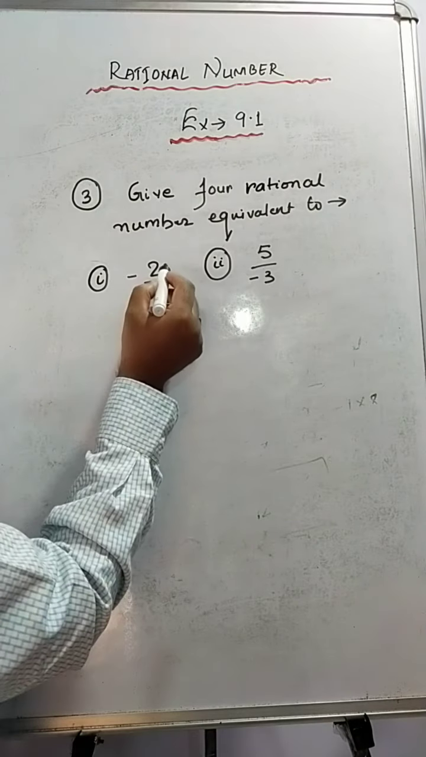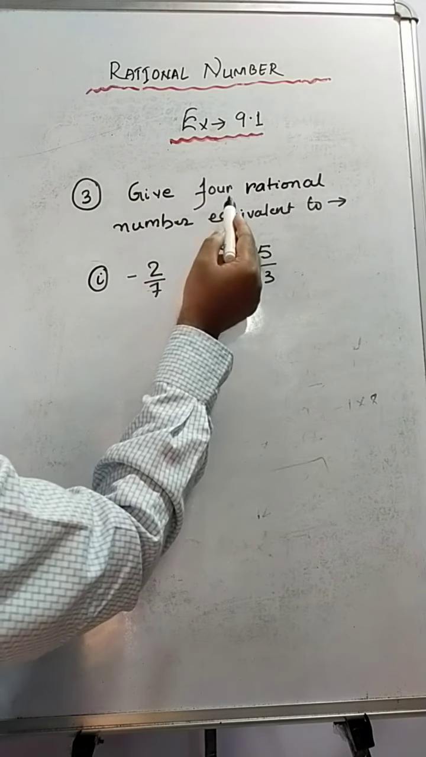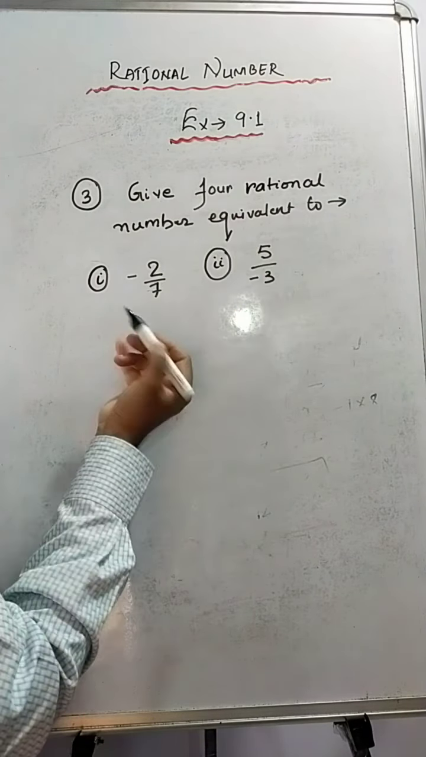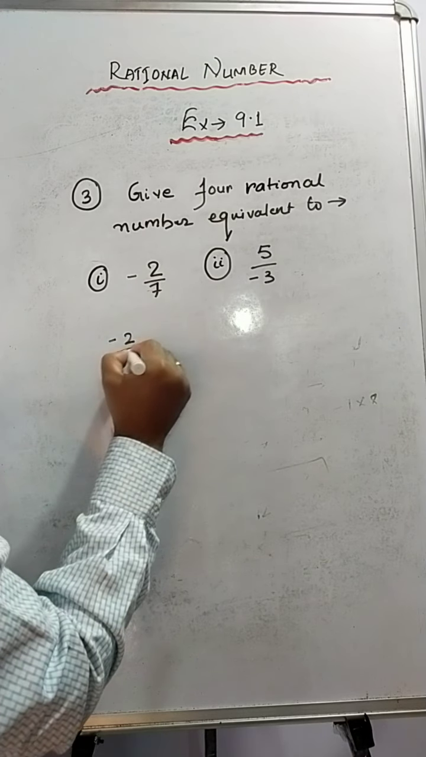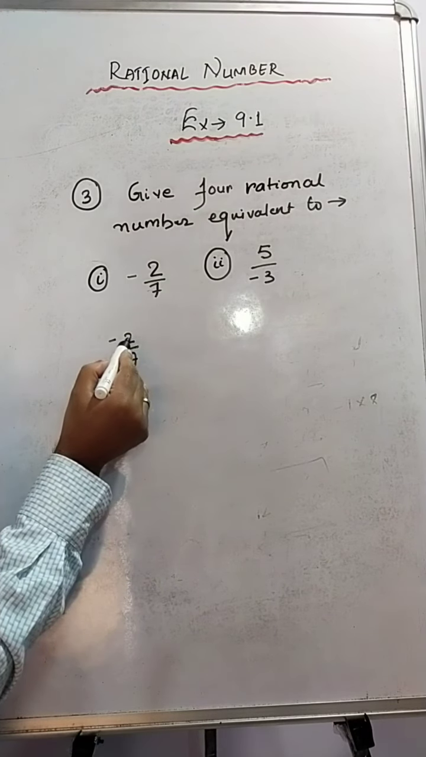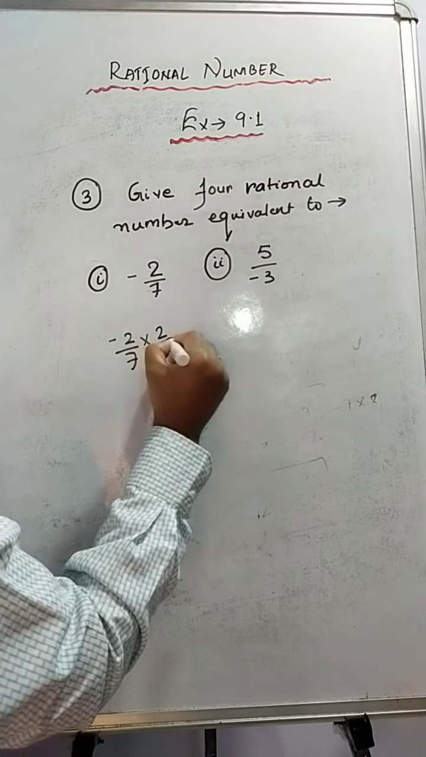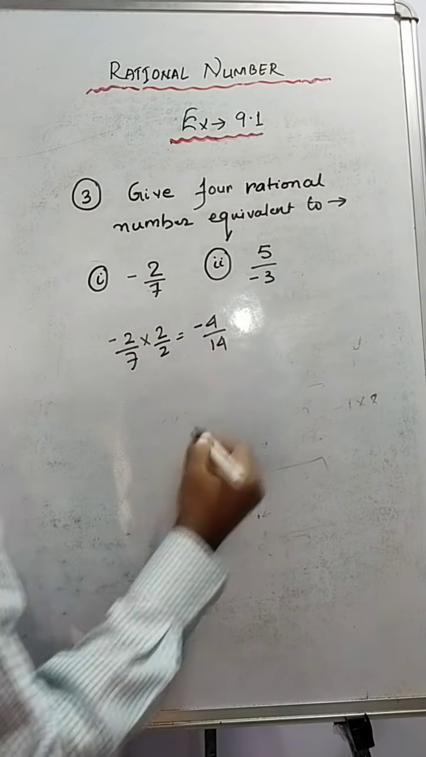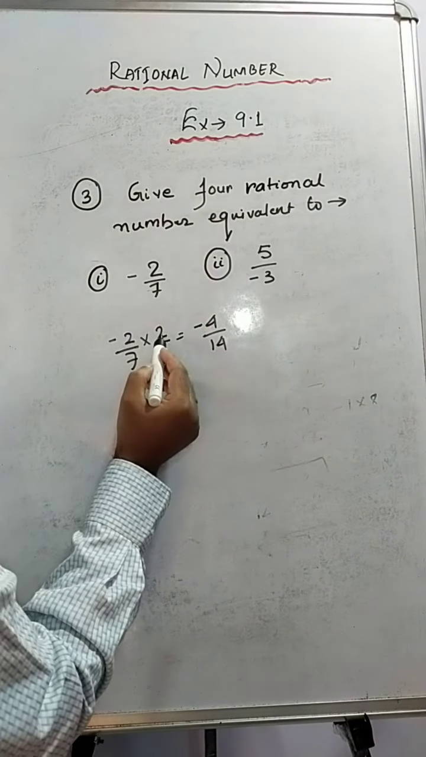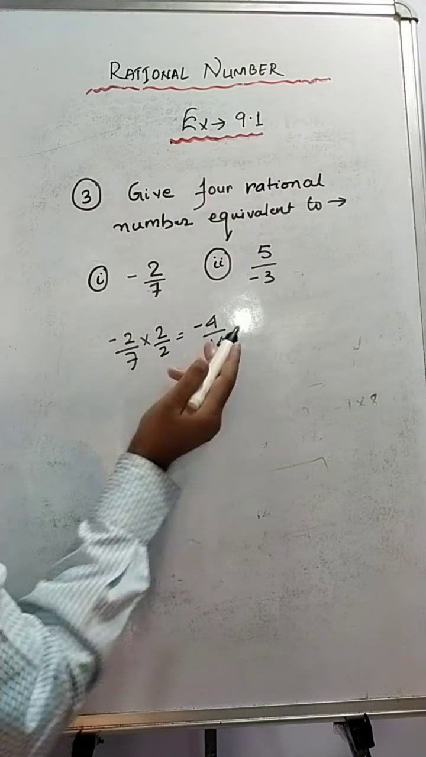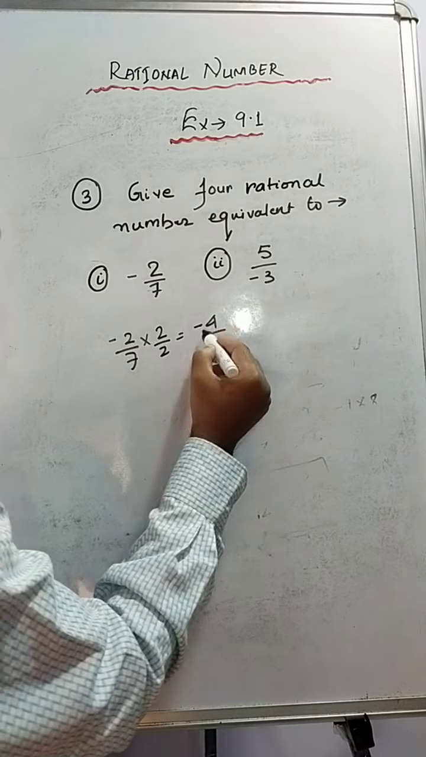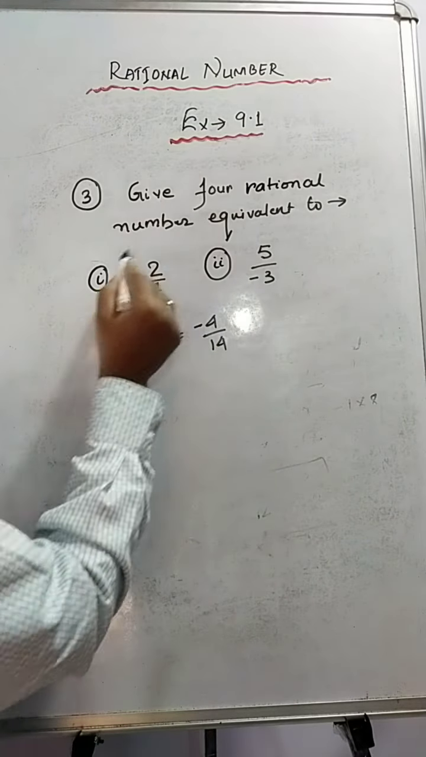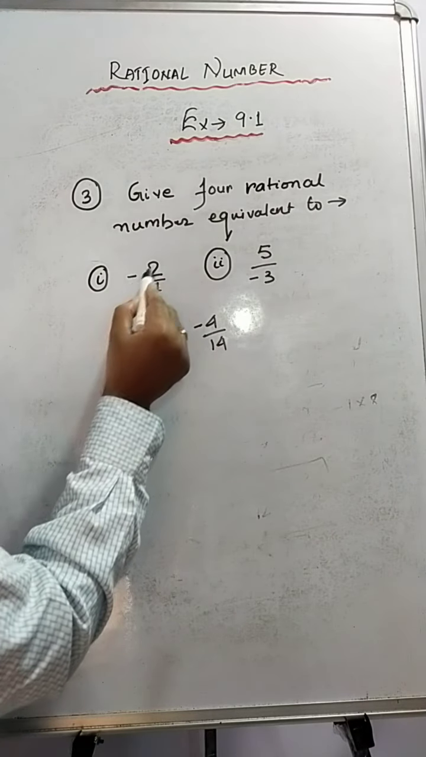Now suppose I have to write 4 equivalent fractions of this one. So what do we have to do? Minus 2 by 7, I have to multiply both the numerator and the denominator with 2. So this will come to minus 4 upon 14. Now carefully observe: if I reduce it, then again we will get the same thing, isn't it? We will get minus 2 by 7.